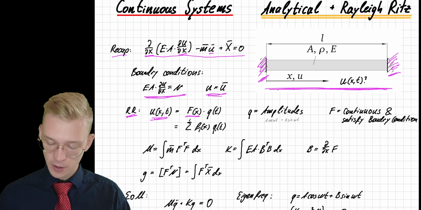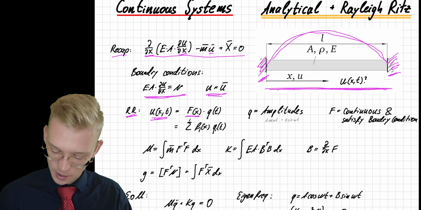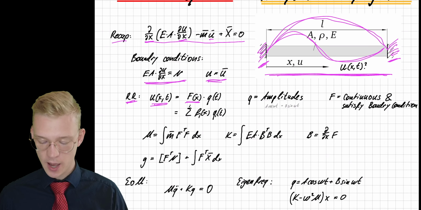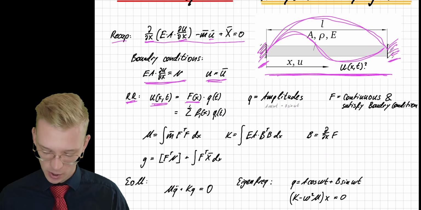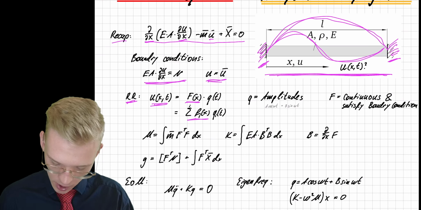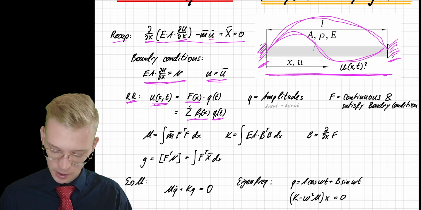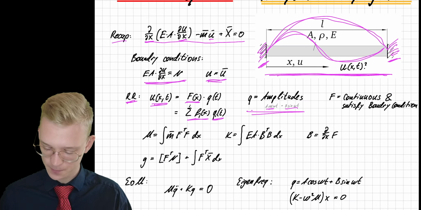we can propose functions that our system could look like, for example, like this or like this. And we say, well, if we propose these functions, how can we fit them as well as possible? So we have our shapes and we have our time functions, which govern basically the amplitude. For example, we have a cosine or a sine.